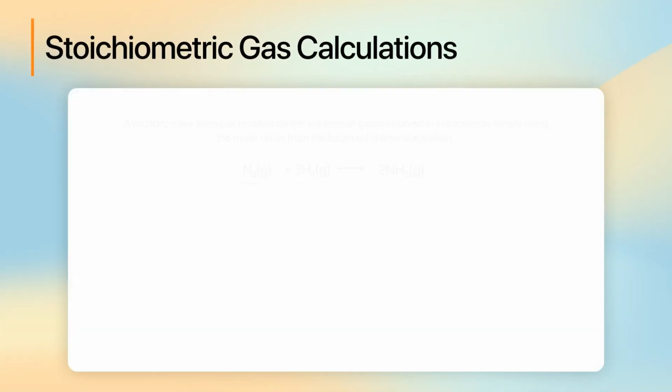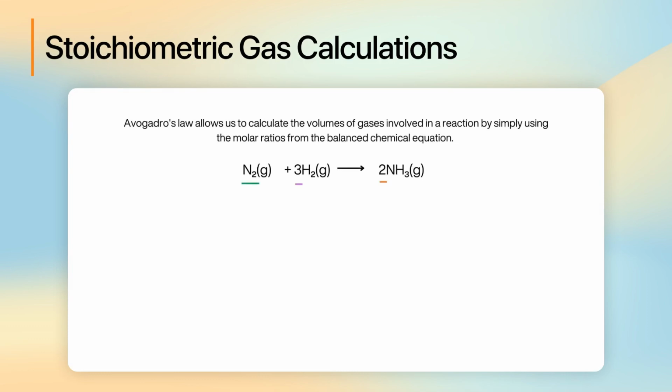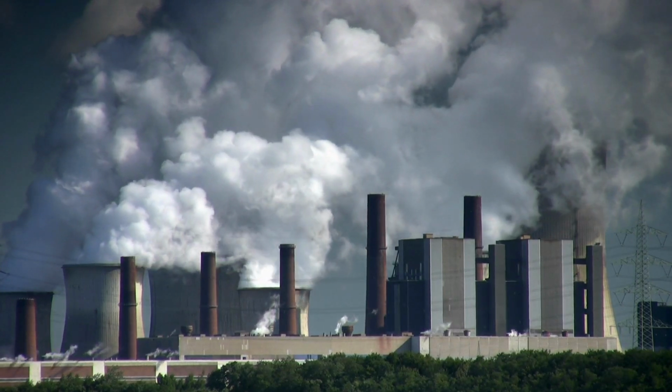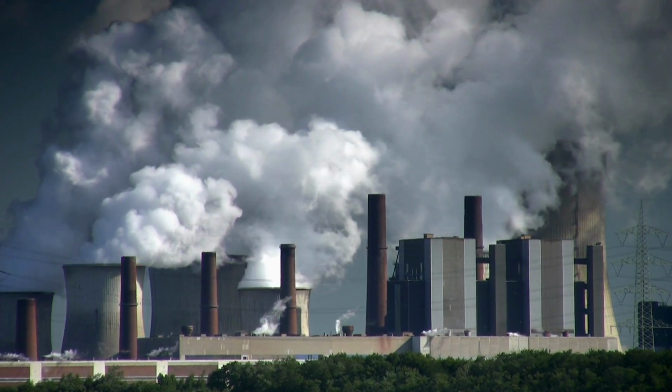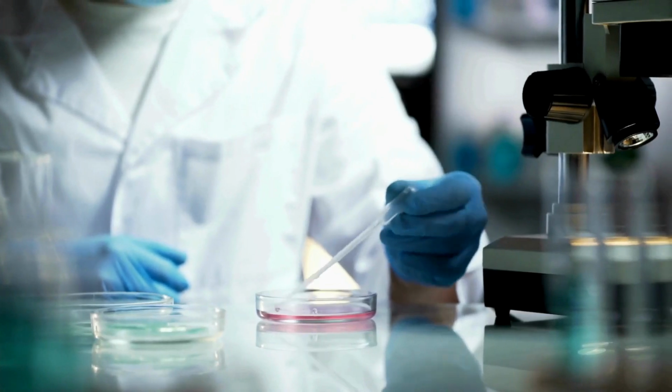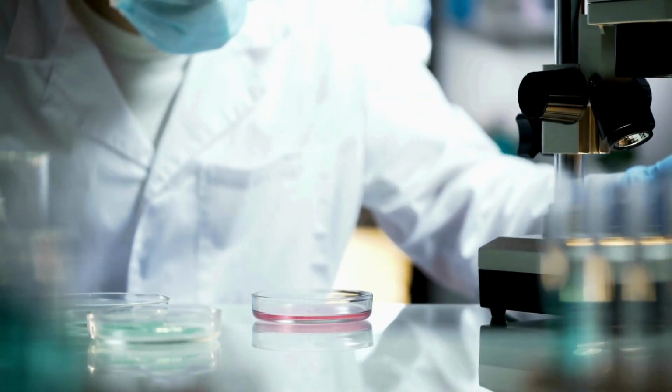To summarize, Avogadro's law allows us to calculate the volumes of gases involved in a reaction by simply using the molar ratios from the balanced chemical equation. By knowing the volume of one gas, we can determine the volumes of the other gases involved in the reaction, as long as the temperature and pressure are kept constant. This concept is especially useful in industry and laboratory settings where precise measurements of gases are necessary. Learning to apply Avogadro's law can greatly enhance your ability to predict and control the outcomes of chemical reactions involving gases.